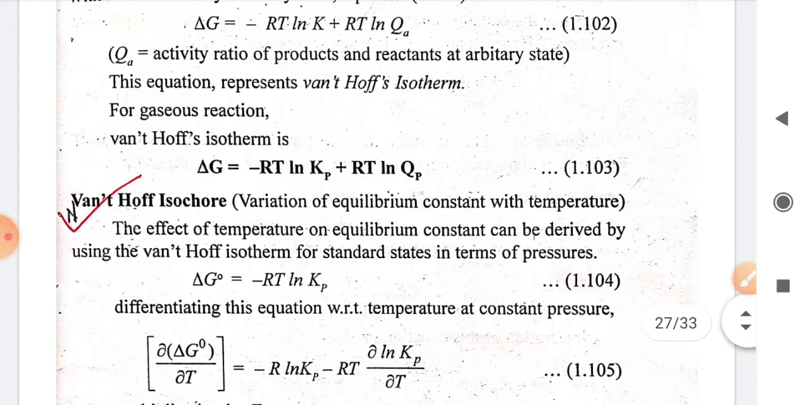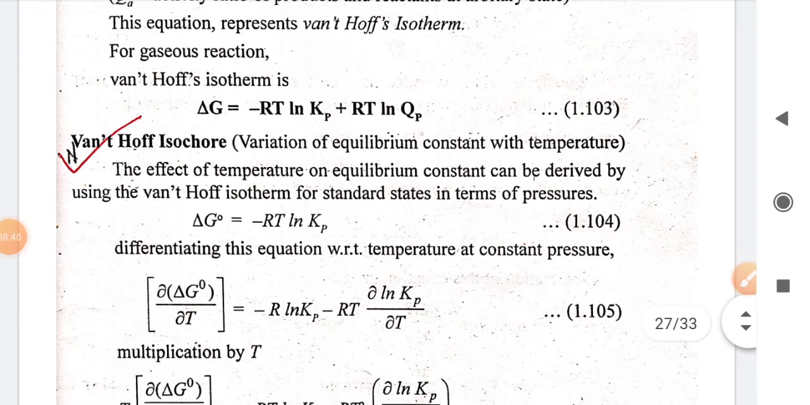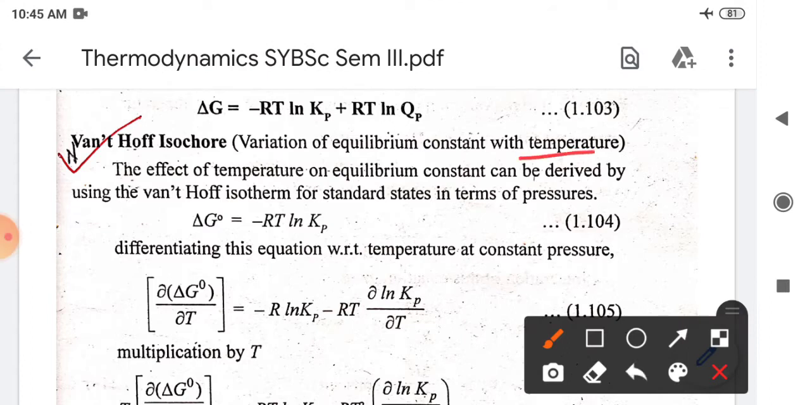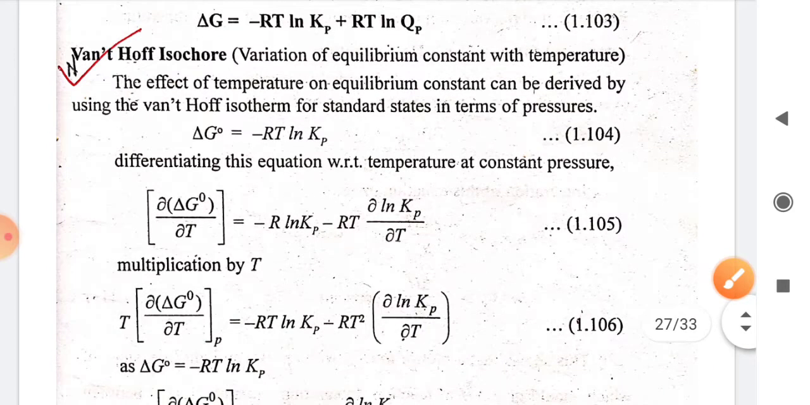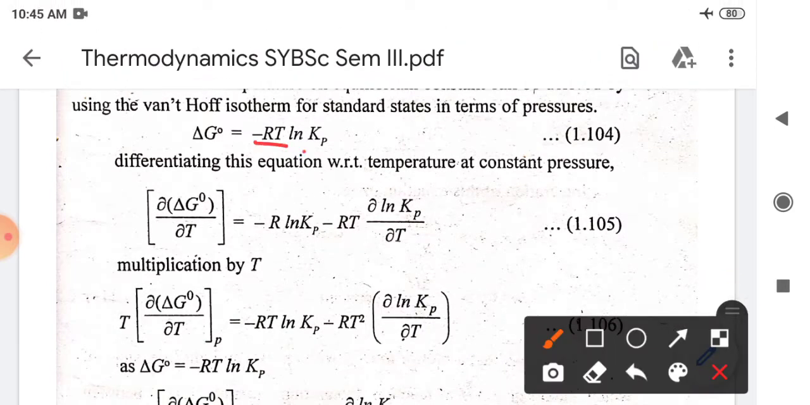Now the next point is the Van 't Hoff isochore. That is indirectly the variation of the equilibrium constant with temperature. The effect of temperature on the equilibrium constant can be derived by using the Van 't Hoff isotherm for the standard state in terms of pressure, that is delta G naught is equal to minus RT ln of Kp.